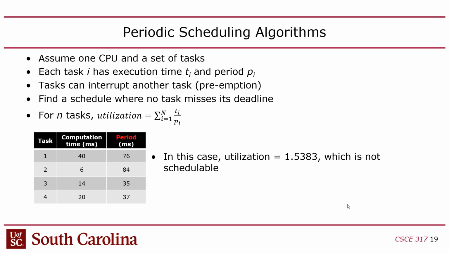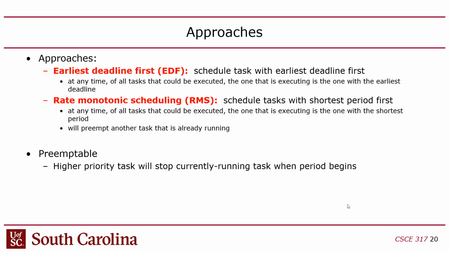But then the question is, is it? So there's 2 very classical approaches to this. The first is earliest deadline first scheduling and rate monotonic scheduling. So earliest deadline first is where you schedule whatever task has the earliest deadline coming up, right? Now you might say, well, that's common sense. What's so revelatory about that?